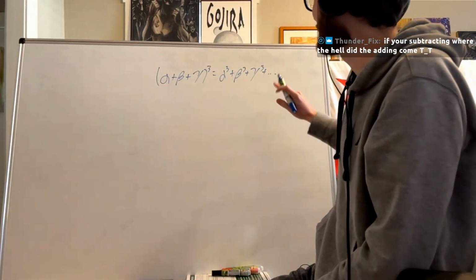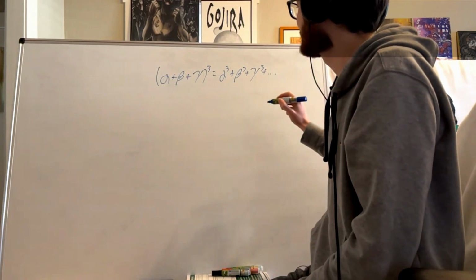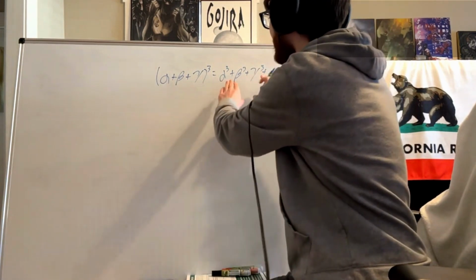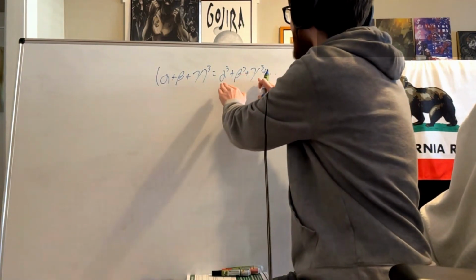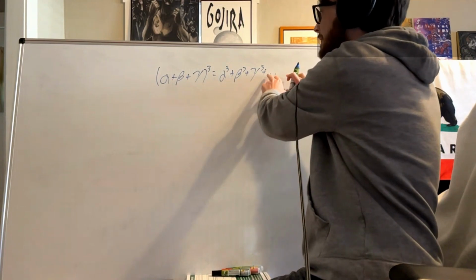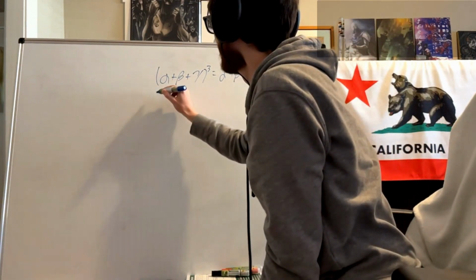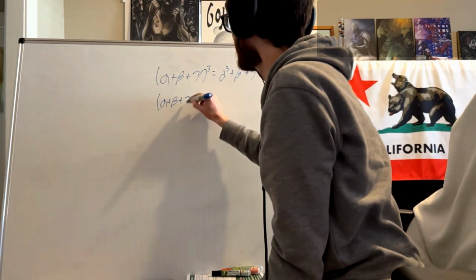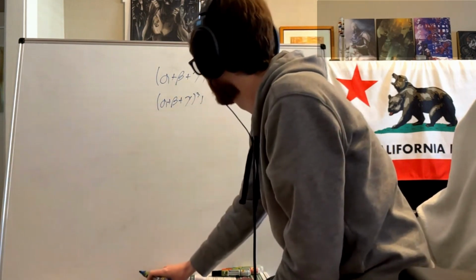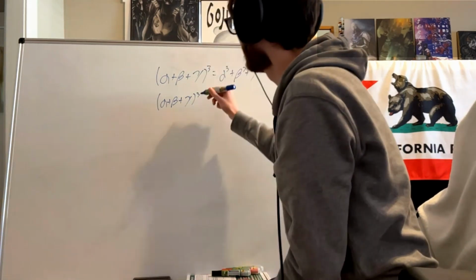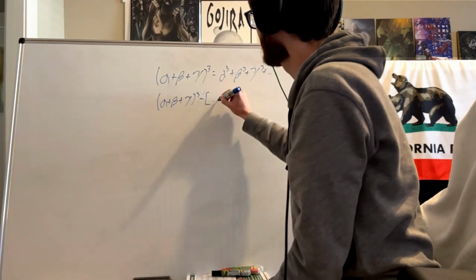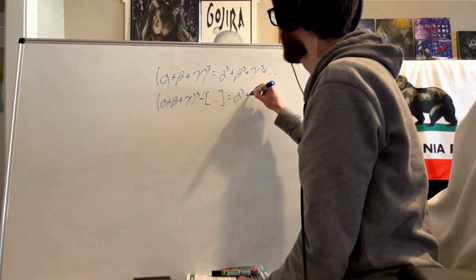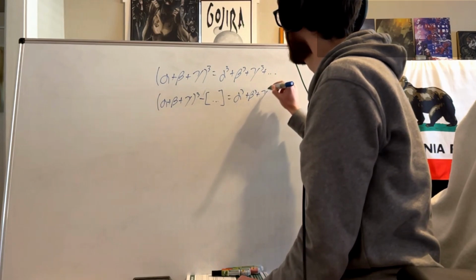And they did a rearrangement of that where they keep alpha cubed plus beta cubed plus gamma cubed on that side and subtract everything else. So you can also say that alpha plus beta plus gamma cubed, minus parentheses that whole thing, is equal to alpha cubed plus beta cubed plus gamma cubed.